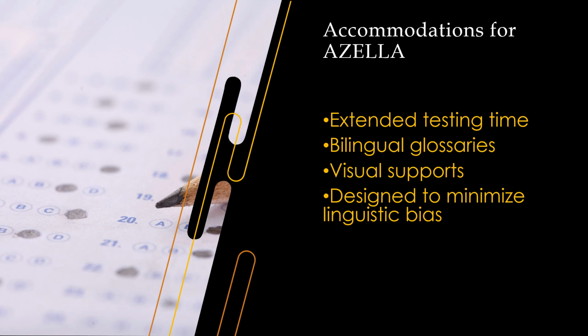Now, to ensure that the assessment results accurately reflect a student's abilities, various accommodations are available. These include extended testing time, which allows students more time to process and respond to questions. Visual support such as pictures, charts, or glossaries can aid comprehension, especially for students with limited vocabulary or literacy skills in English. Additionally, offering a quiet, distraction-free environment helps students focus and perform their best.